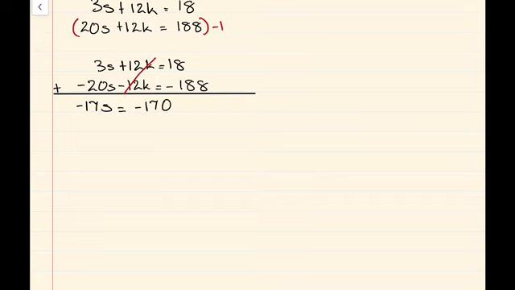Okay, so now that we have this simpler equation here, all we have to do is solve for s. To solve for s, we're going to get rid of the negative 17 on both sides by dividing through. The negative 17's cancel out, and negative 170 divided by negative 17 is just going to give us a positive 10, because a negative divided by a negative is a positive number. So we found that s is equal to 10.